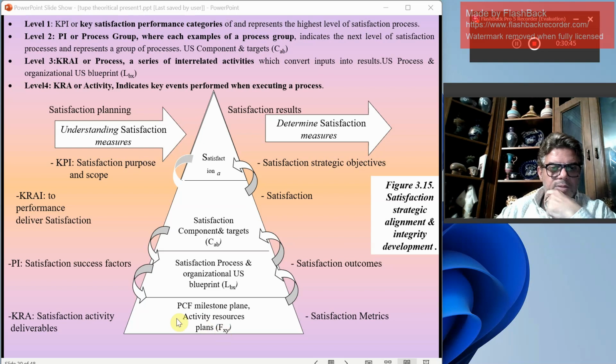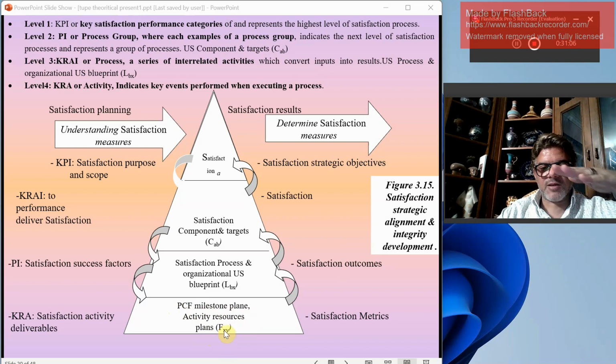So the process classification framework milestone plan and activity resources plan will be denoted as F framework, framework 1, framework 2, and framework C. It has an X if it's sales and marketing, and so this is the cross-reference, cross-disciplinary, but the Y is the interdisciplinary. Okay, I hope it's clear.